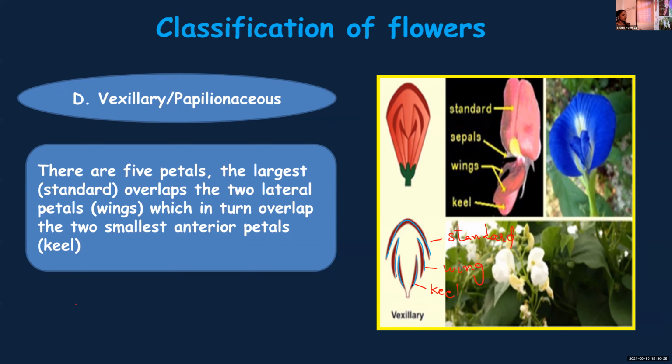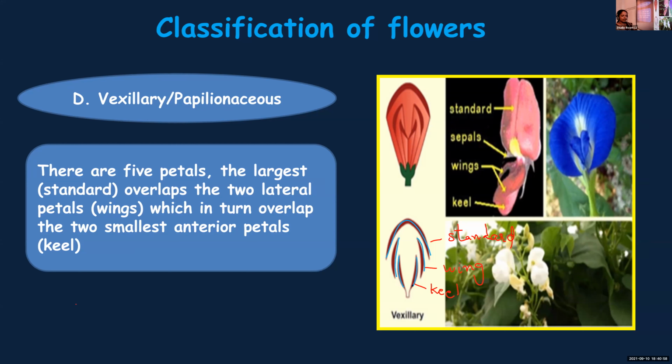Once again, in vexillary or papillonaceous aestivation, 5 petals. These flowers will have 5 petals. There will be one large petal which you call standard. The standard will be overlapping 2 wings, and those wings will be overlapping the 2 smallest petals known as keels. 2 anterior petals, you call them keels. So keels, wings and standard together make up vexillary aestivation.